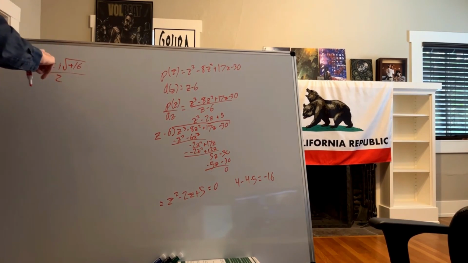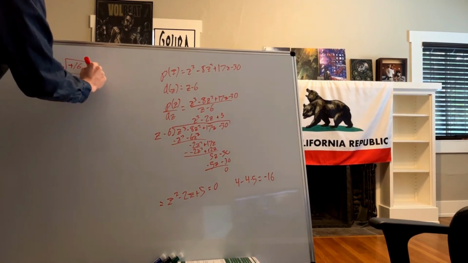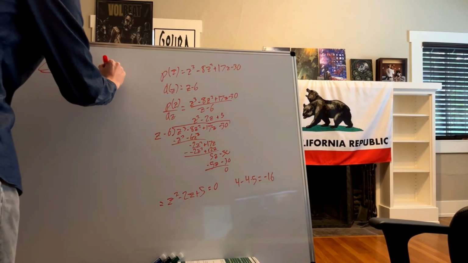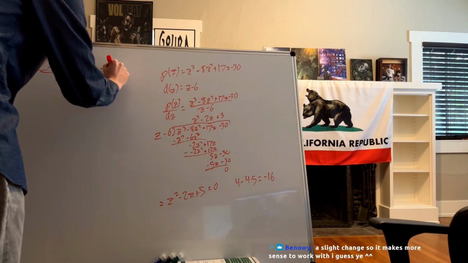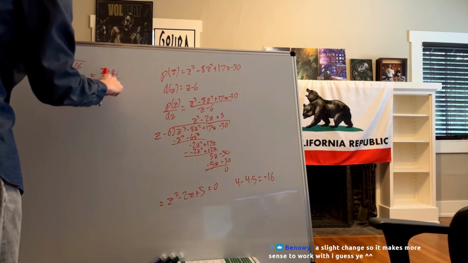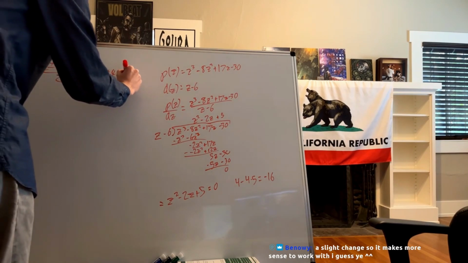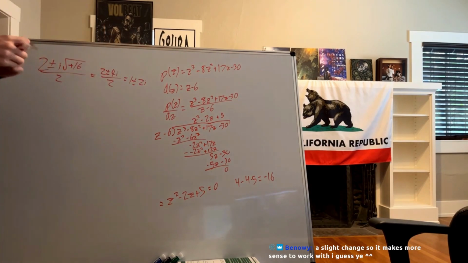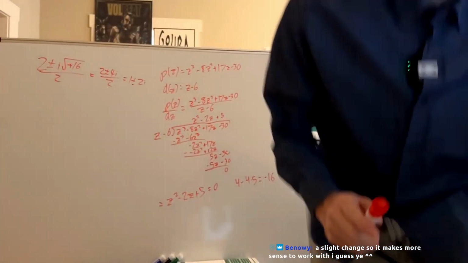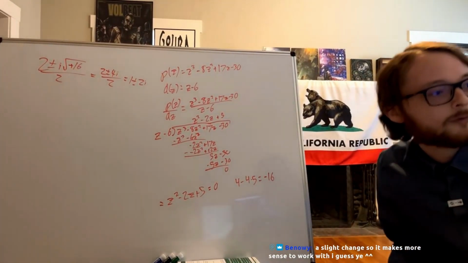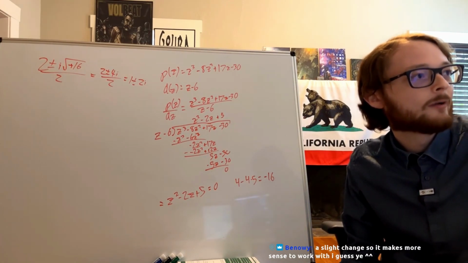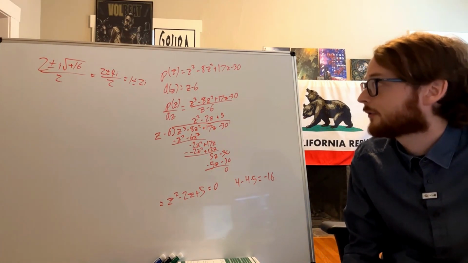Oops, I just poked my whiteboard. But the square root of 16 is 4. So you can do 2 plus or minus 4i over 2. There's a common factor of 2 here. So it's 1 plus or minus 2i. Slight change, so it makes more sense. Yeah, you can do it with the normal equation too, I would think. If you want to use that equation directly, it saves you a step, I guess.